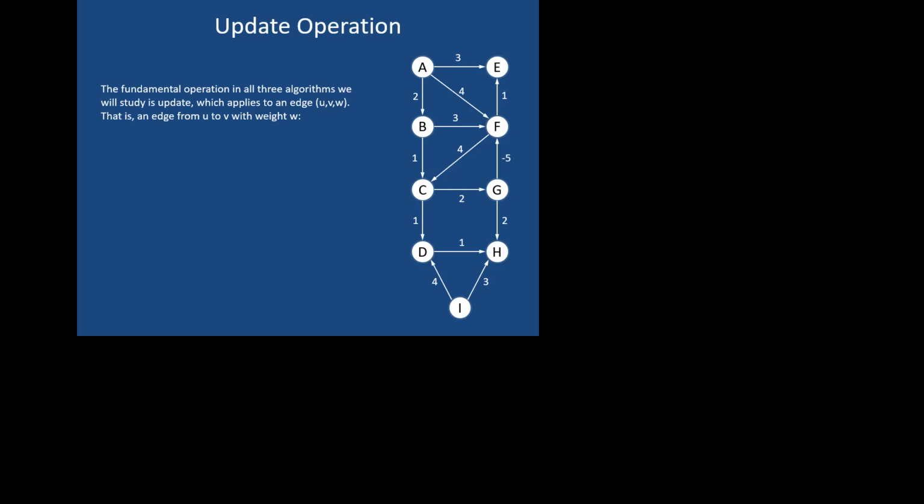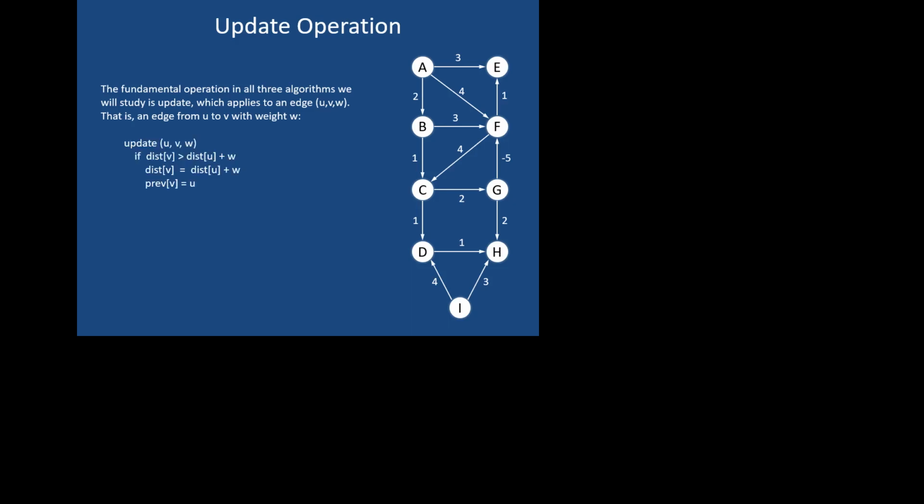The fundamental operation that we're going to use, we're going to look at 3 different algorithms for finding the shortest paths under different assumptions. And it's the update operation. And the update operation applies to an edge. So here is the update operation.